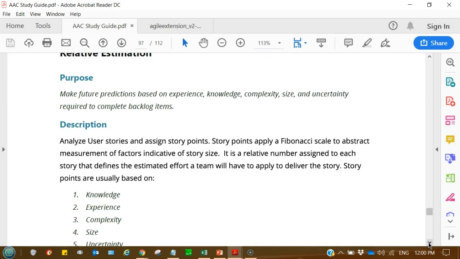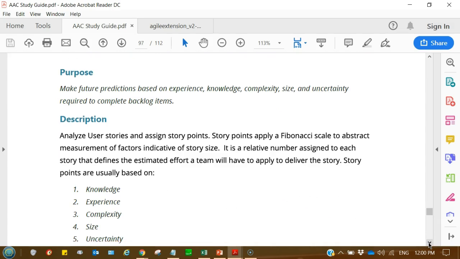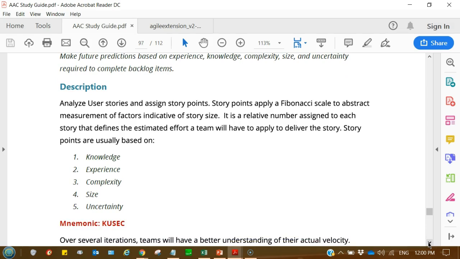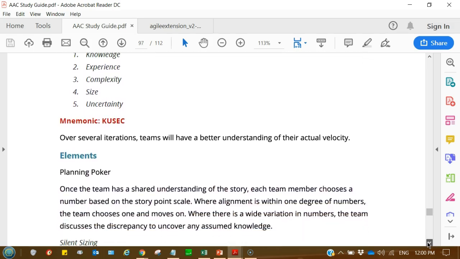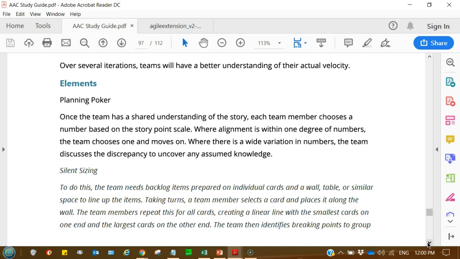Relative estimation is, we spent a bunch of time talking about this, that it does basically take things and try and put them into a scale that makes sense for the team. Anything else that you wanted to talk about in terms of relative estimation? No, it's okay. Okay. Silent sizing was the other technique, or the other element of this technique that I was talking about.